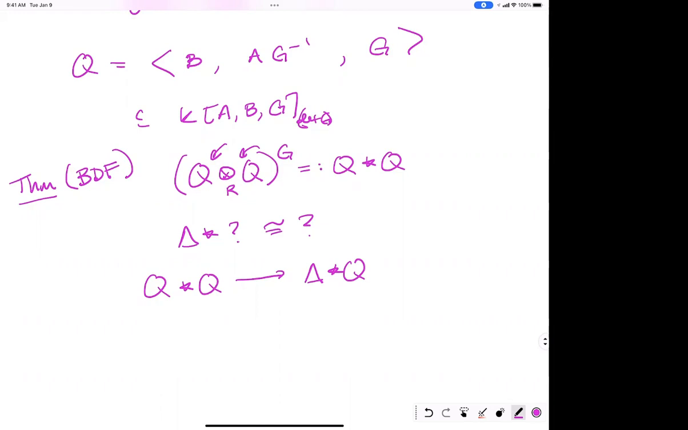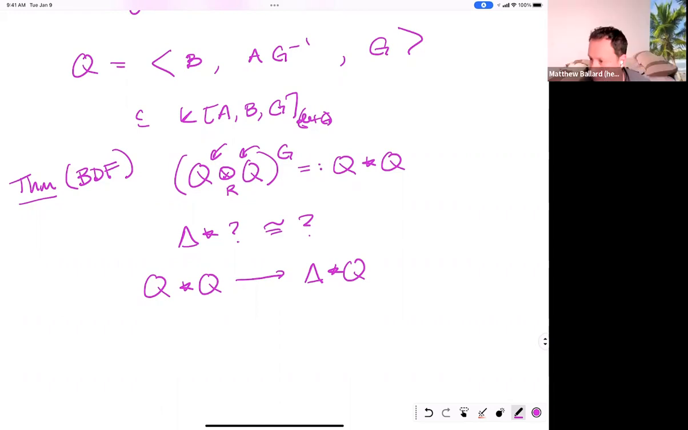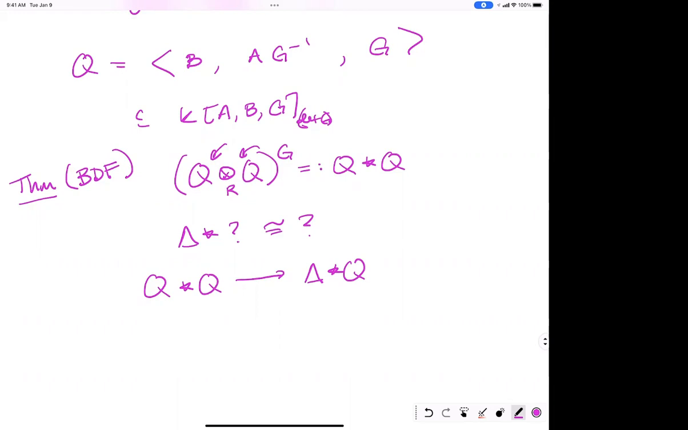Matt, yeah. At least for me, the screen is not updating. So I only see Q star Q goes to delta star Q. I don't know if it's the same for everyone. Oh, okay. Is that the case for other people too? Yeah, same here. Okay. All right.